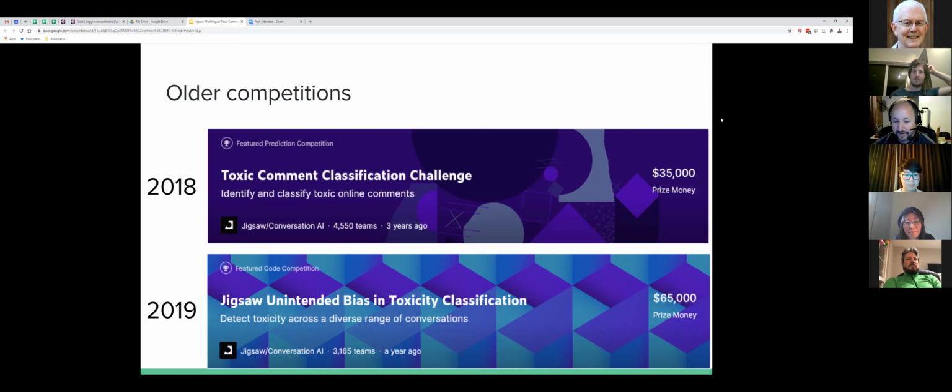So basically the challenge here was to build models which could take into account that there's going to be inherent bias in the training data that needed to be resolved.